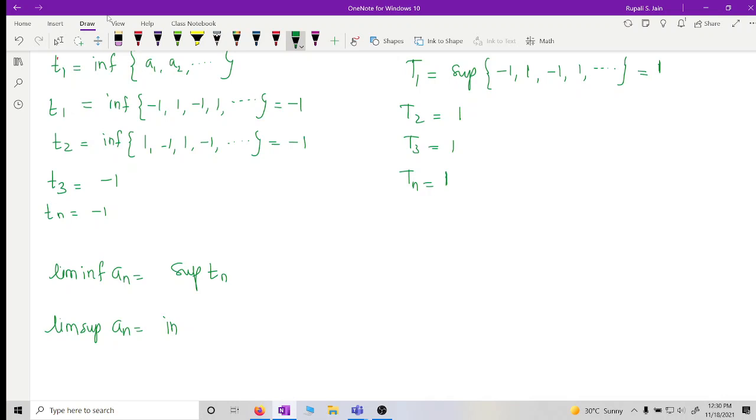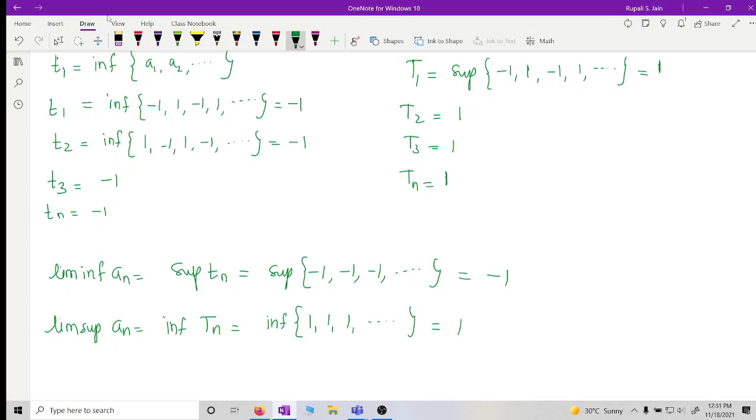lim sup of small tn is the supremum of tn. What is the supremum of tn? -1, -1, -1, and so on. So it is -1, and this is the infimum of capital Tn. But what is my Tn? Tn is a constant sequence, 1, 1, 1, and so on. The infimum of a constant sequence is 1. So you can see here, lim inf and lim sup are not the same.